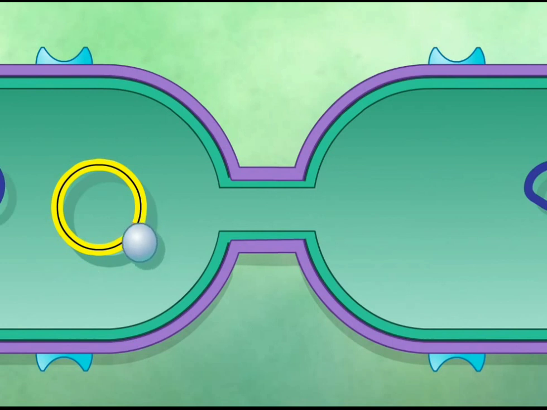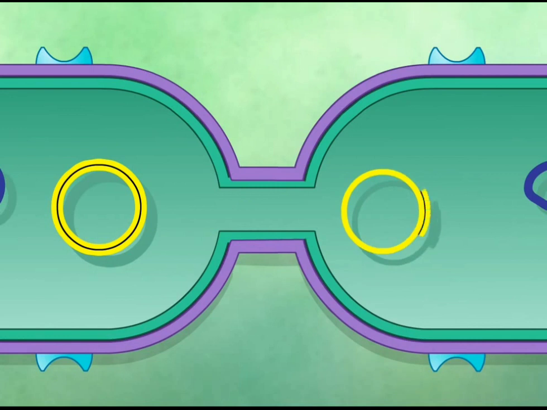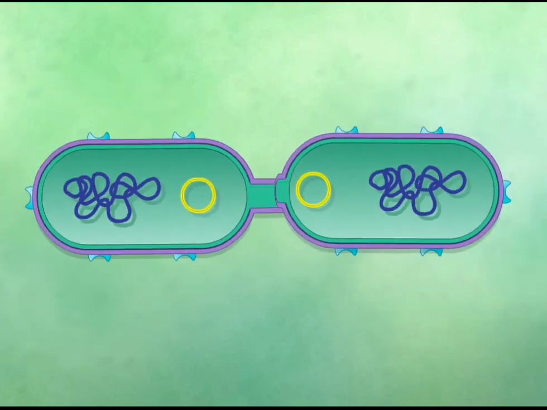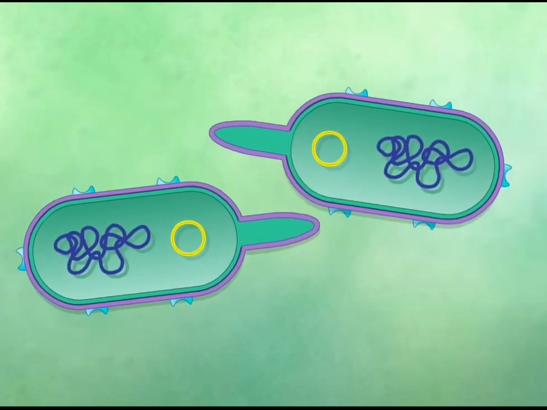A single strand of the F plasmid, beginning at the origin of transfer, enters the F- cell. A complementary strand to the single-stranded plasmid remaining in the donor is synthesized via the rolling circle mechanism. Once inside the recipient cell, a complementary strand to the single-stranded DNA is synthesized. When F+ and F- cells are mixed together, eventually all of the cells become F+.